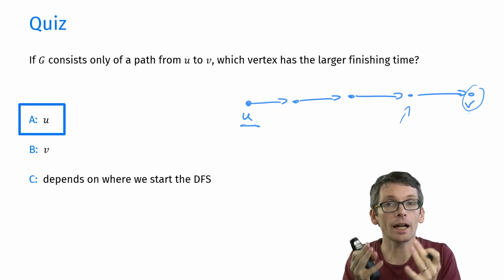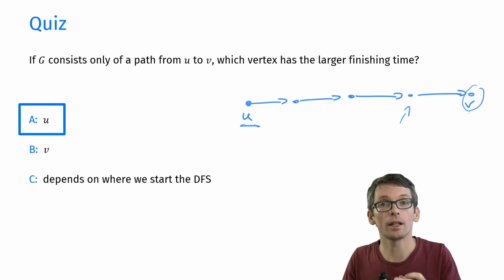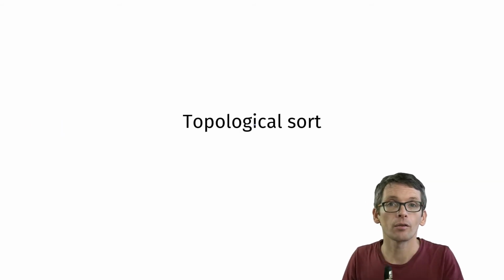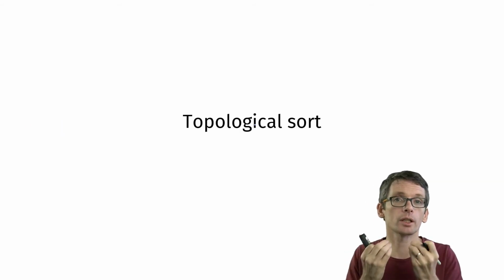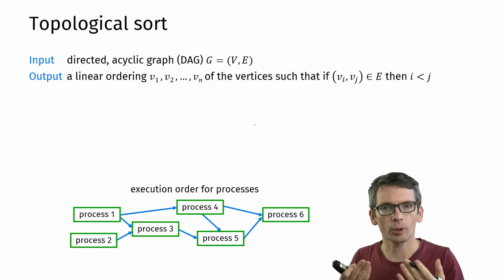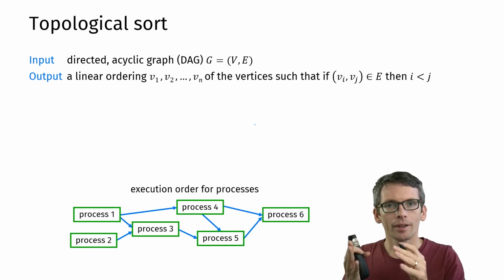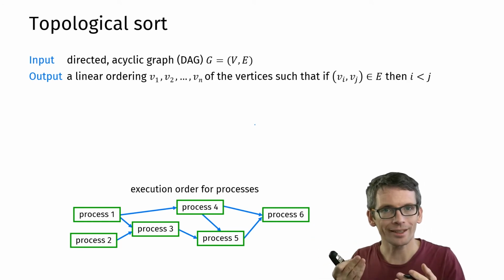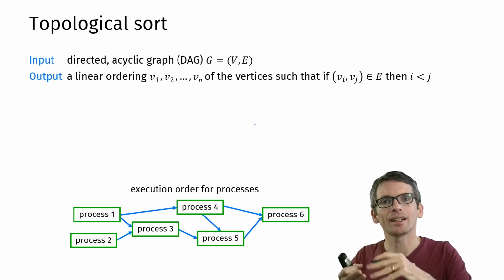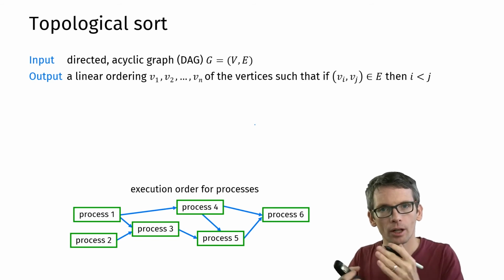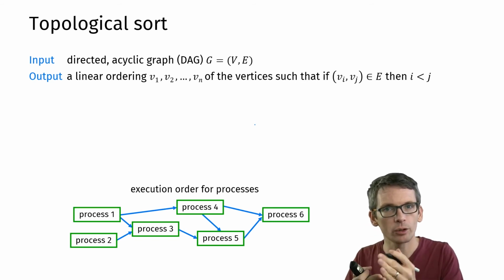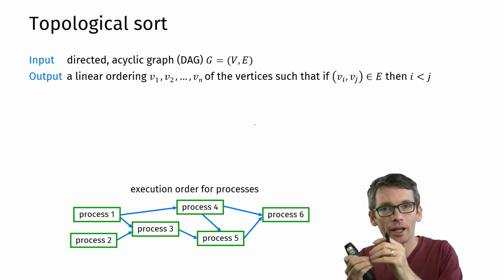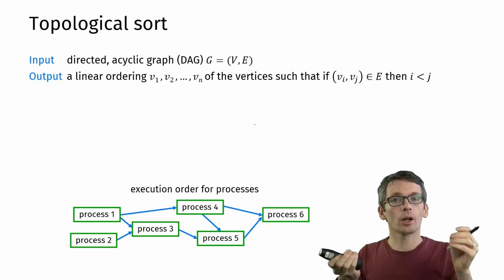And this idea we're going to set into use in the following problem, topological sort. The problem of topological sort is the following. The input is a directed acyclic graph, like the execution order for processes here. And the output should be a linear ordering of the vertices, so a numbering of the vertices v1, v2, and so on, such that all edges go from a smaller index to a larger index.